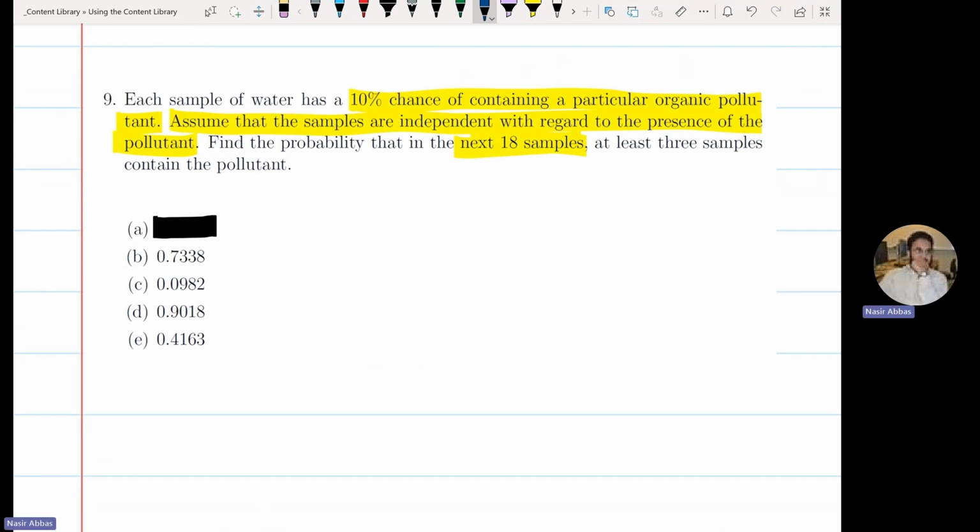Binomial. We did that in the class. Now, from the binomial, I want you to identify what is given in the first line. 10% is what? What is success? No, the definition of success. That the sample contains pollution.